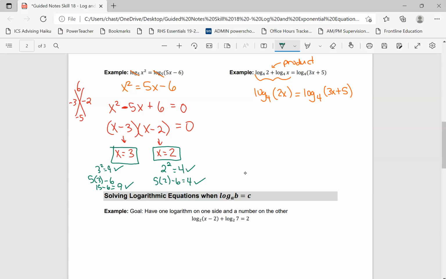All right, now that I have those and I see that the logs are the same on both sides, I can cancel those out and I get 2x equals 3x plus 5. Subtracting 3x on both sides to get my x's to one side, I get negative x equals 5, which means x will equal negative 5.